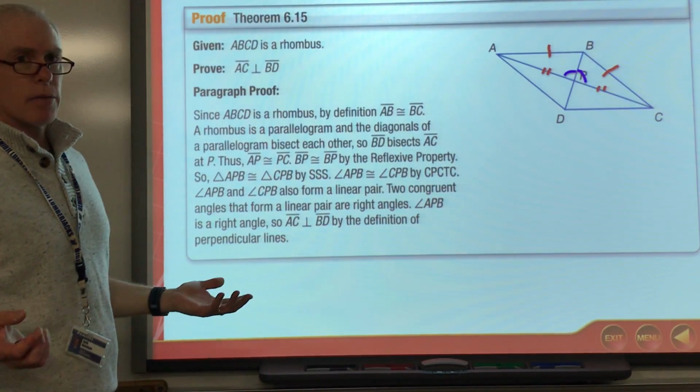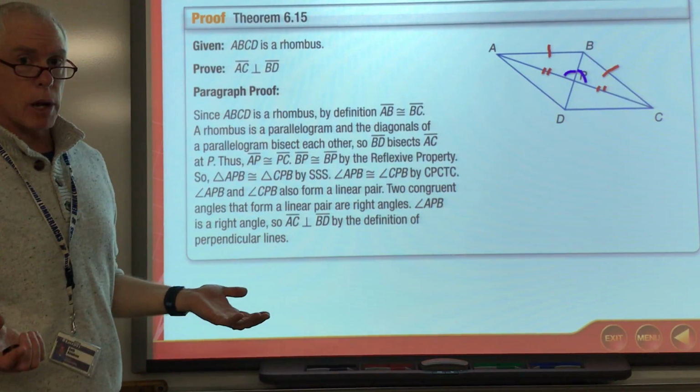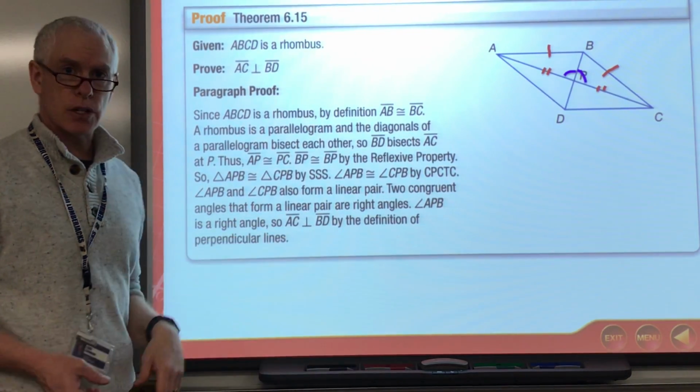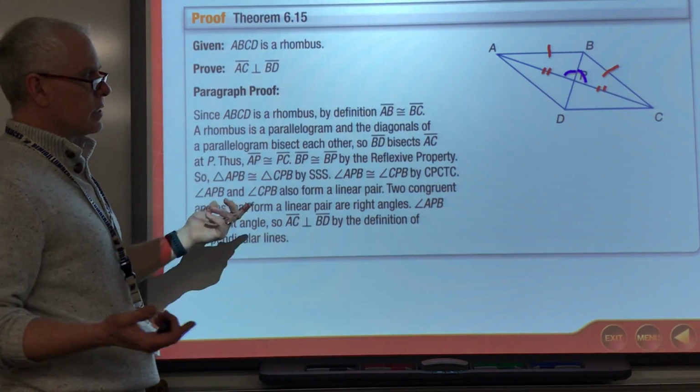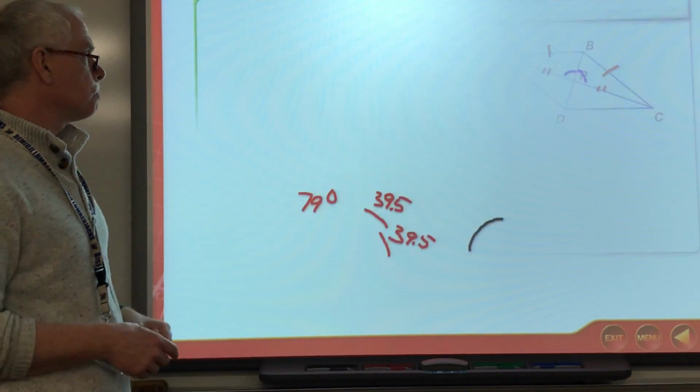Think about that for a second. If I have congruent angles that are also a linear pair, then they have to be right angles. And if they're right angles, that's the definition of perpendicular. So that's an example of what a proof might look like for some of these. A lot of them involve triangles.